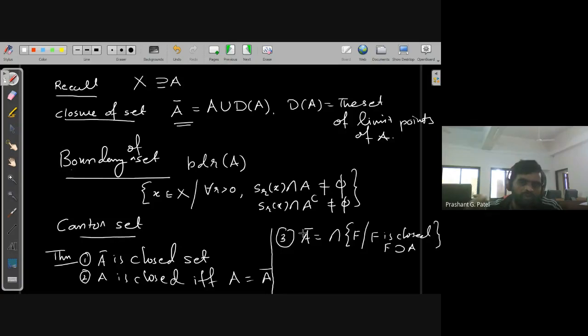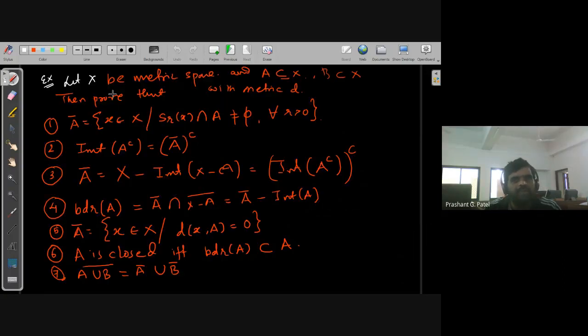So these things we discussed in the previous lecture, and we also talked about the interior of A being a subset of A, which will be a subset of A closure. This is always true. Afterwards, I gave you some exercises to prove. What was that exercise? Let X be a metric space, and A is a subset of X, and B is also a subset of X. Then prove that A closure can be represented in this manner: the interior of the complement is the closure complement, and all the other results that we have done, I gave you in the exercise.